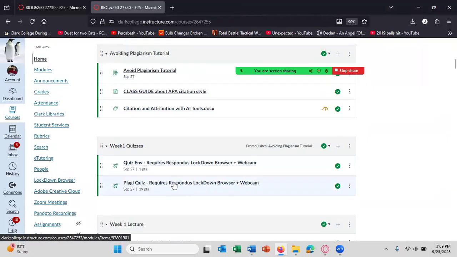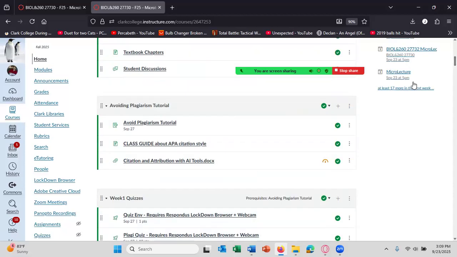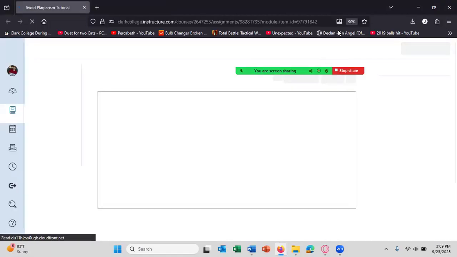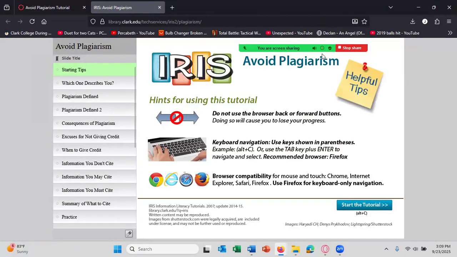Before you can take the plagiarism quiz or the environmental quiz, you have to take the avoiding plagiarism tutorial, which is in here. This is actually a tutorial, and I need to look to see that this tutorial still works, because my understanding is the library made a new one, and I don't think I have the link to the new one yet. So make sure this actually works. Yeah, this still works. So take the avoiding plagiarism tutorial, and there's a start the tutorial quiz there. And the only thing about the avoiding plagiarism tutorial is that it was made years ago before AI was invented.